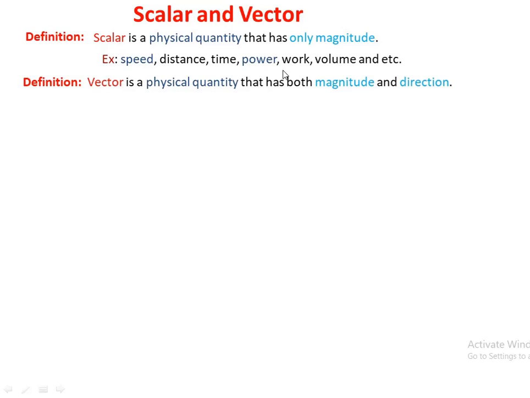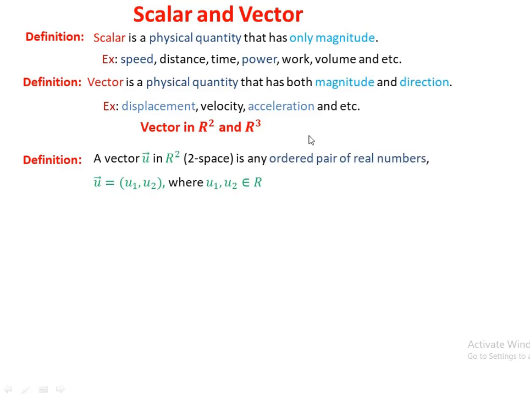Definitions for vectors: vector is a physical quantity that has both magnitude and directions. Magnitude-ንም direction-ንም ከያዘ that physical quantity is called a vector. For example, displacement, velocity, accelerations ብላችሁ የምታውቋቸው ማለት ነው። Vector in R2 and R3 or vector in 2 space and 3 space ይለናል። Now what is the vectors in R2 and in R3?